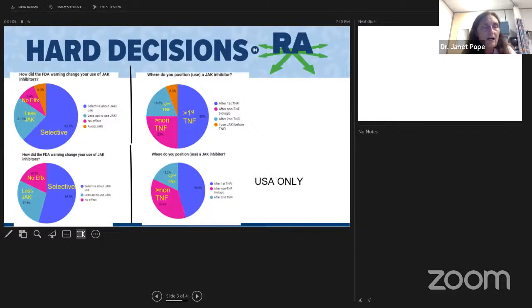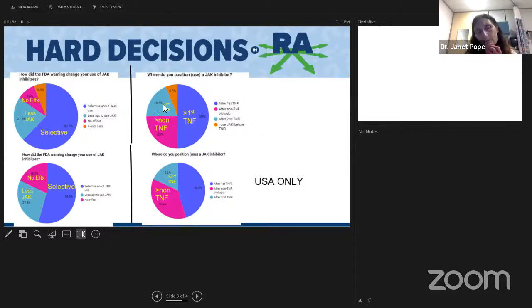A good solid 1 in 5 people overall said I'm using less JAKs, and a little bit higher, around 1 in 4, or 27-point-some percent, in the US group. And then where do you position your use of a JAK inhibitor? Interestingly, almost the same. About half the people, overall as well as in the US, say after a first TNF inhibitor. After a non-TNF inhibitor was a good chunk, about a third, not quite the exact same numbers, but fairly close in the two pie charts.